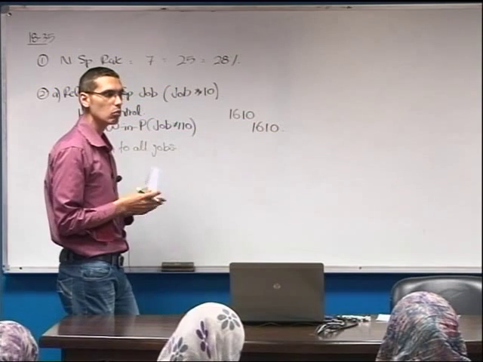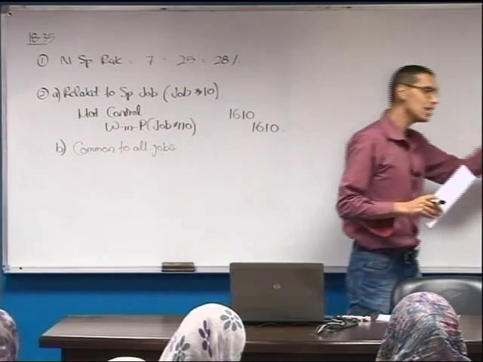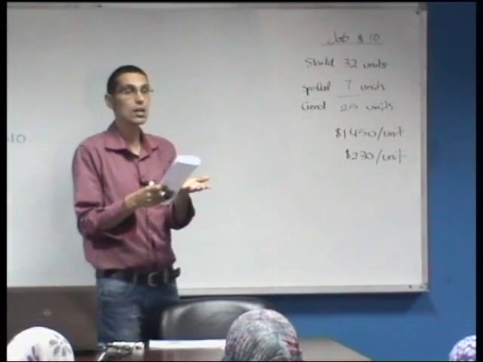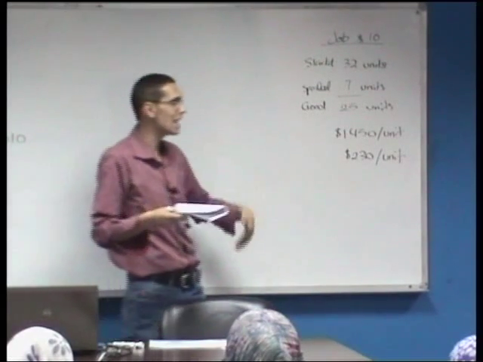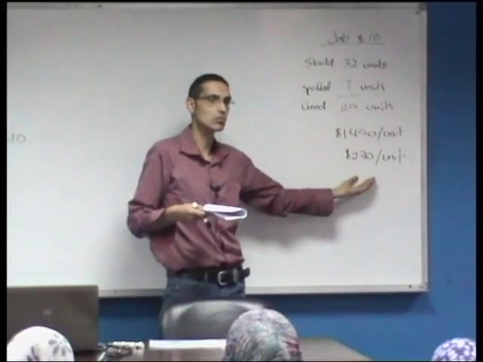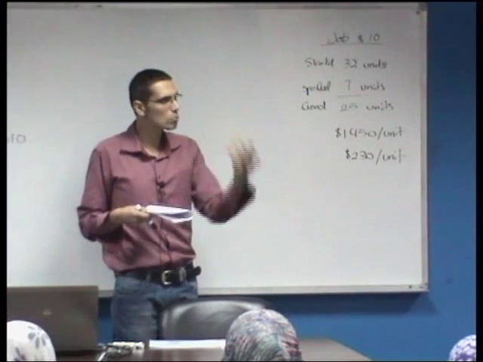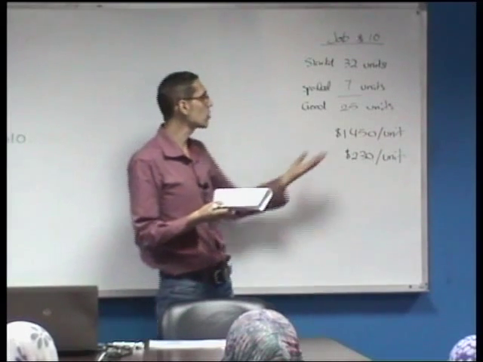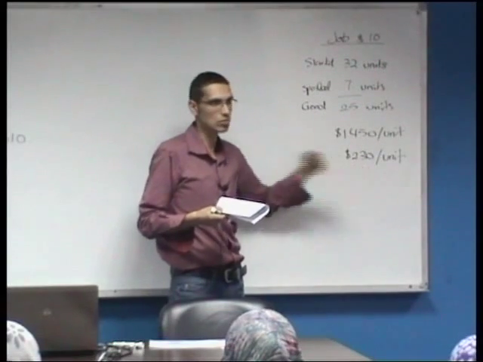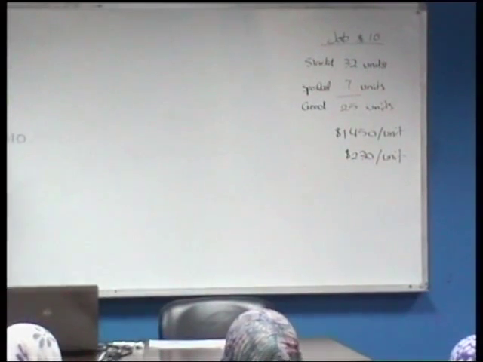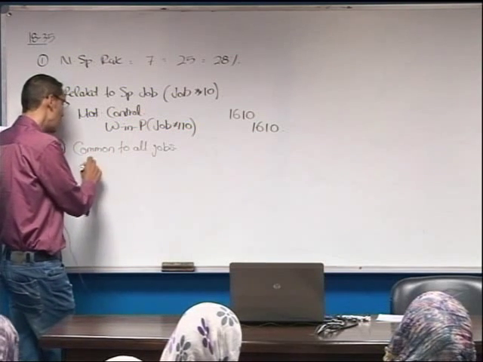Why not the same amount? Because we have a disposable value, therefore the cost that will be related to these units will be less. Why? Because we can sell these units by the amount of 230. Therefore, the cost of these spoiled units or normal spoiled units would not be 1,450, but would be 1,450 minus the 230.